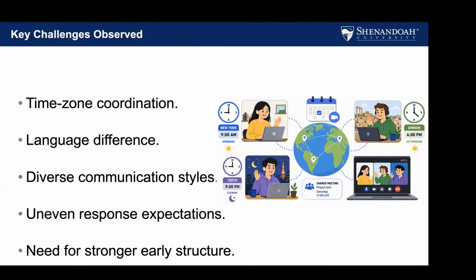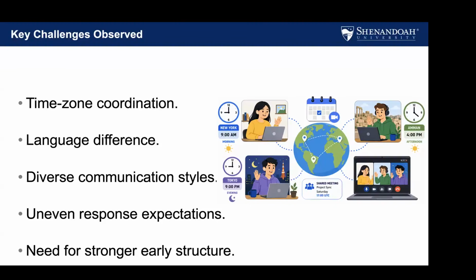We also have uneven response expectations. Students may have different assumptions about how quickly teammates should reply to messages or emails. So, setting clear expectations for a response time helps students reduce frustration and keep the teamwork moving smoothly. For example, when you send an email, expect the second team to reply, let's say, within 48 hours.